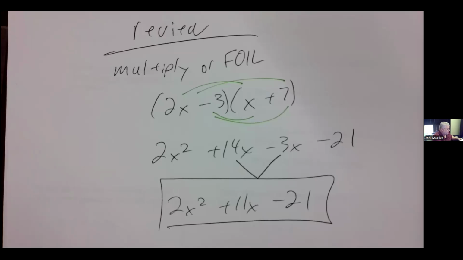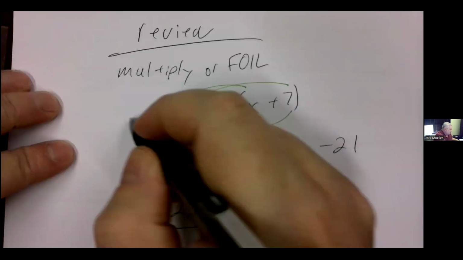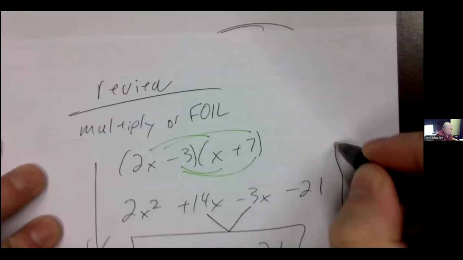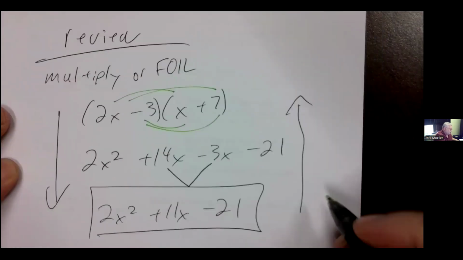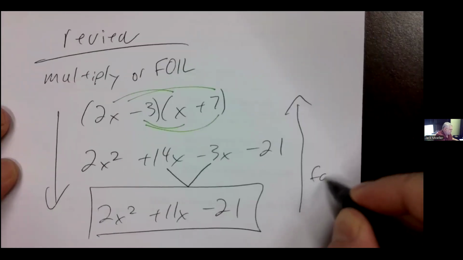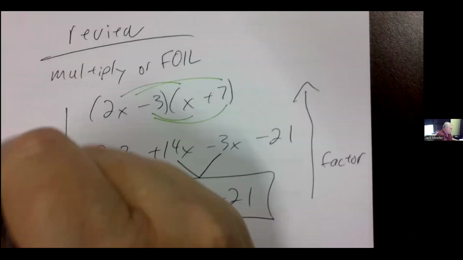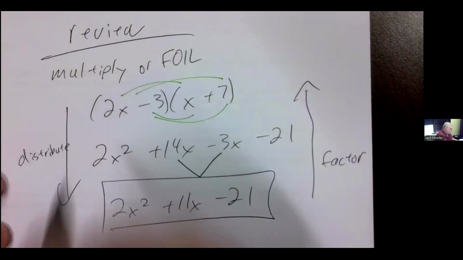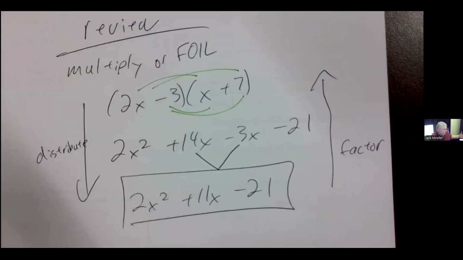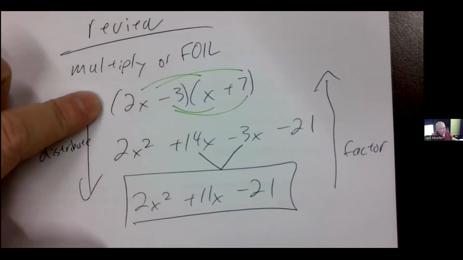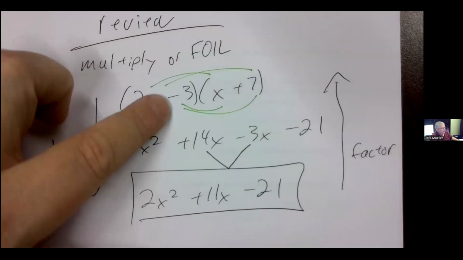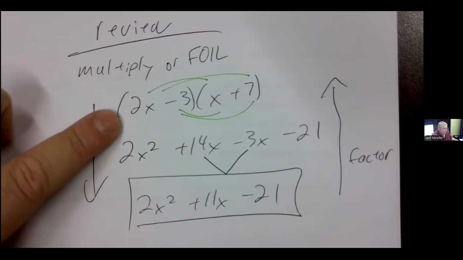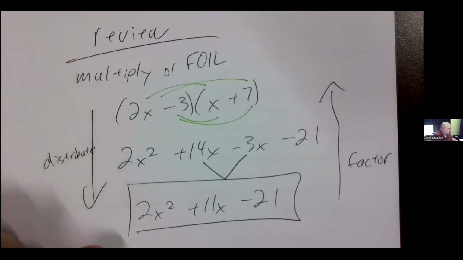But if you're going this way, we're multiplying. Now what we're going to do is go backwards and factor. So this way it's multiplying, we're going to distribute. This is why, like I said in a previous video, I had you do a lot of these multiply problems, because the more comfortable you are with this, the more comfortable you are going backwards.